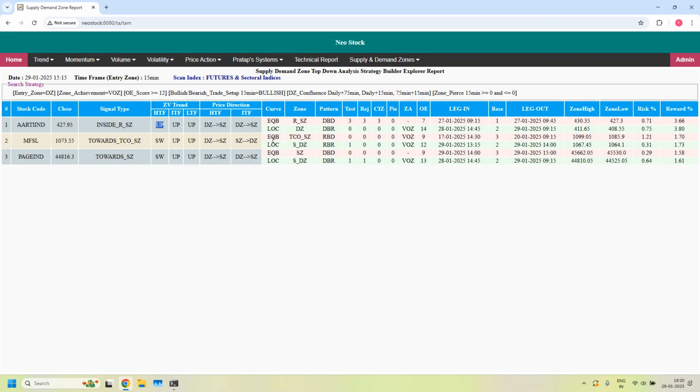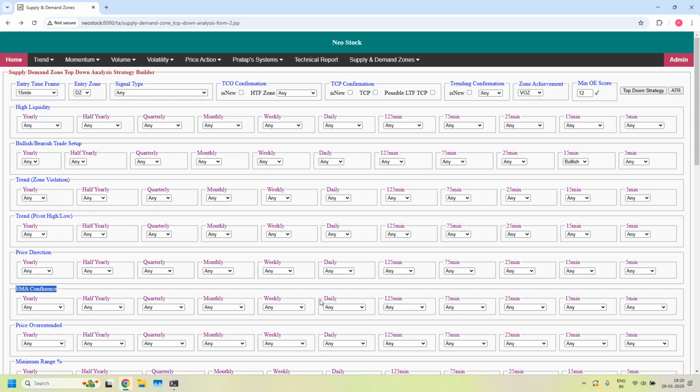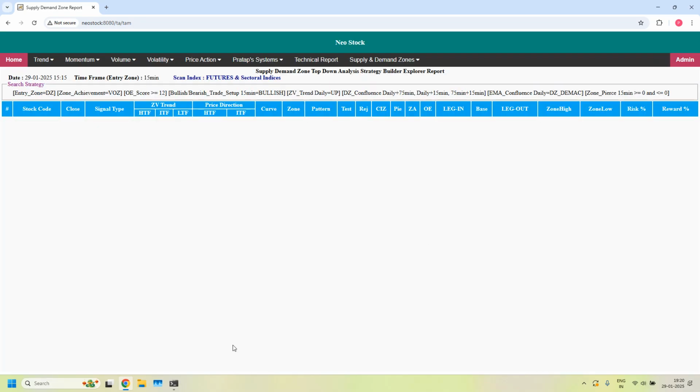The daily zone, because 15 minutes and 75 minutes are both part of the daily zone, overlapped with the daily zone. That's why in the EMA confluence, I am setting the filter daily demand zone having daily EMA confluence. And the trend should not be sideways on daily. Because it is a bullish trade setup, the trend should be uptrend. Let's verify. So we didn't have any daily EMA confluence supported stocks. Okay, we set all LTF, ITF, HTF, everything here.